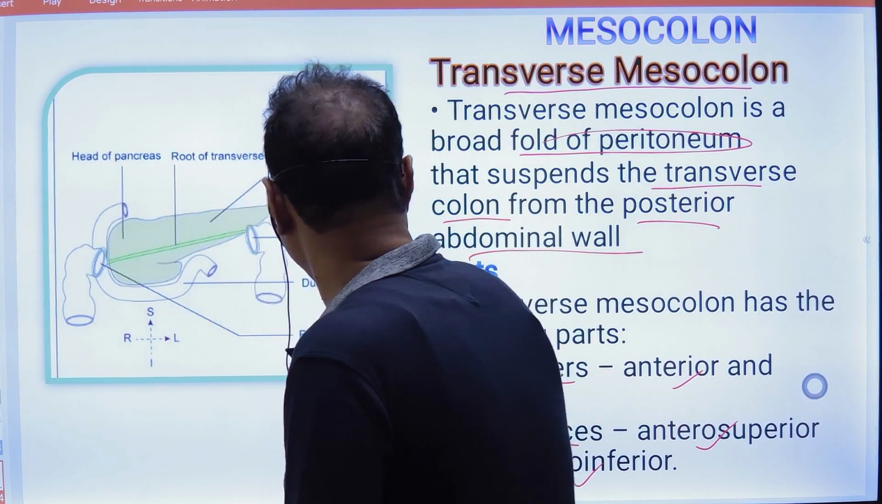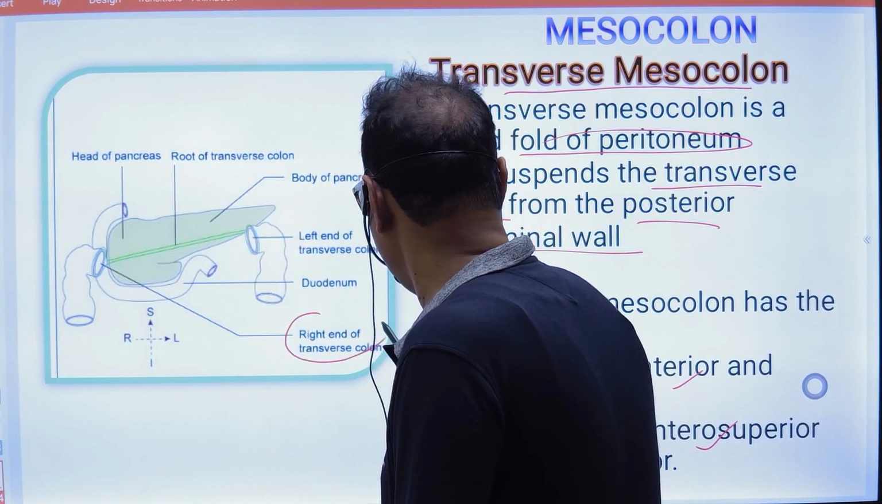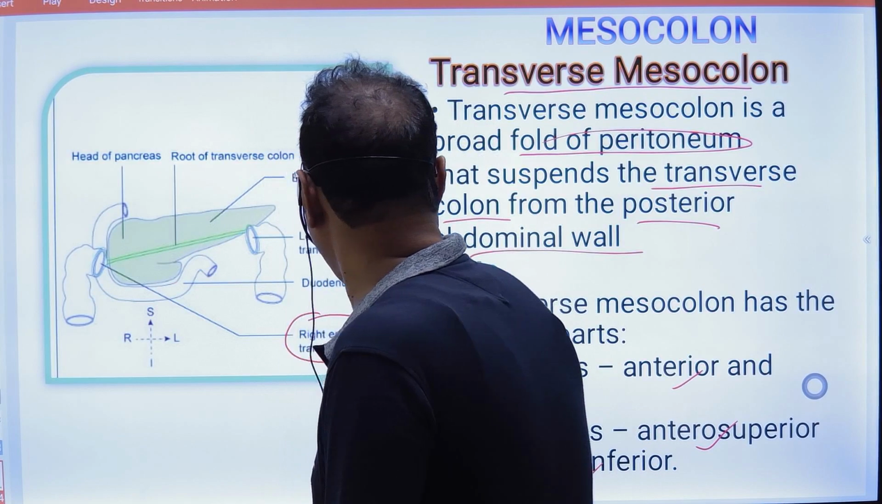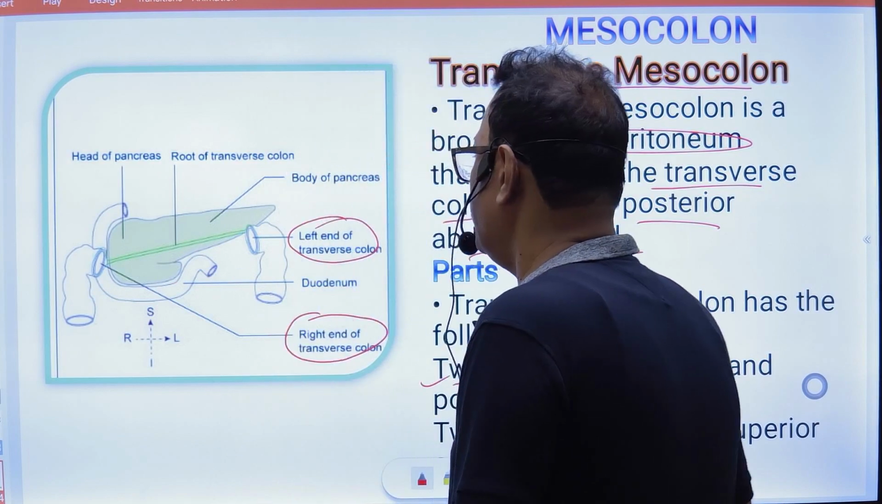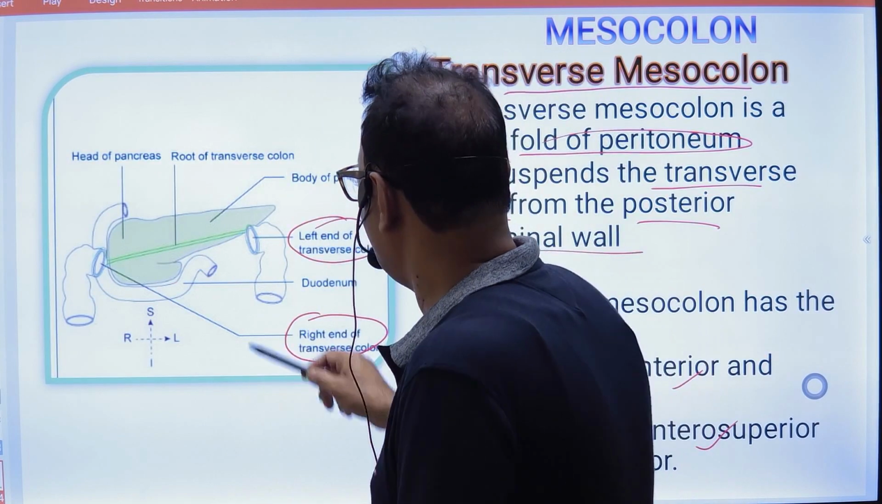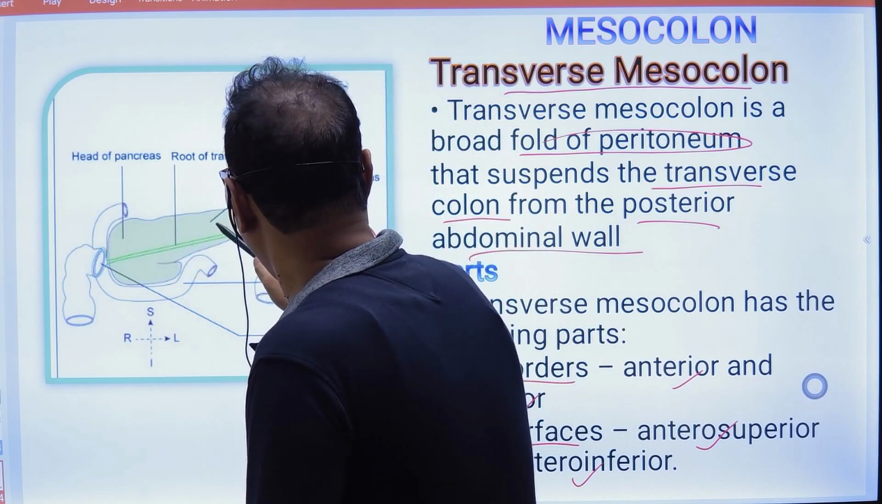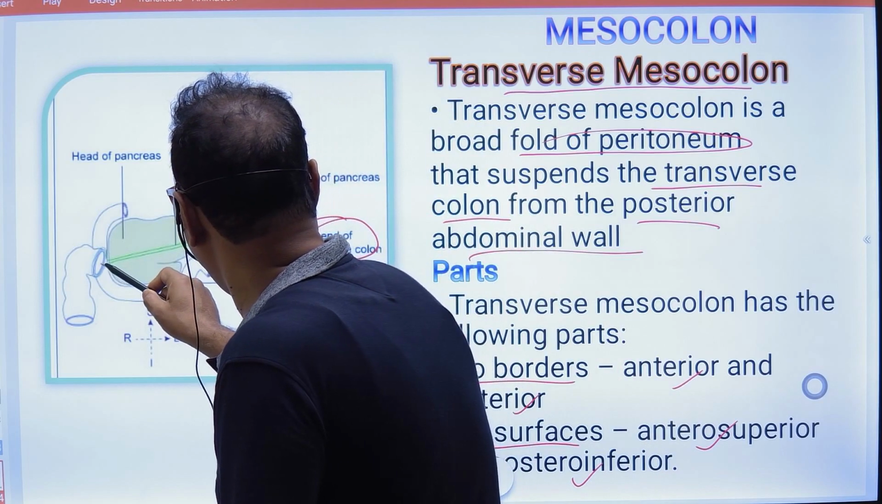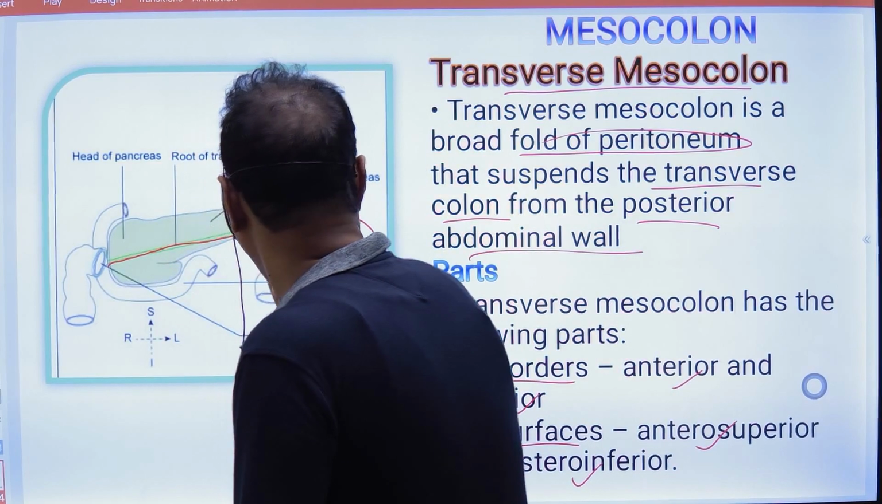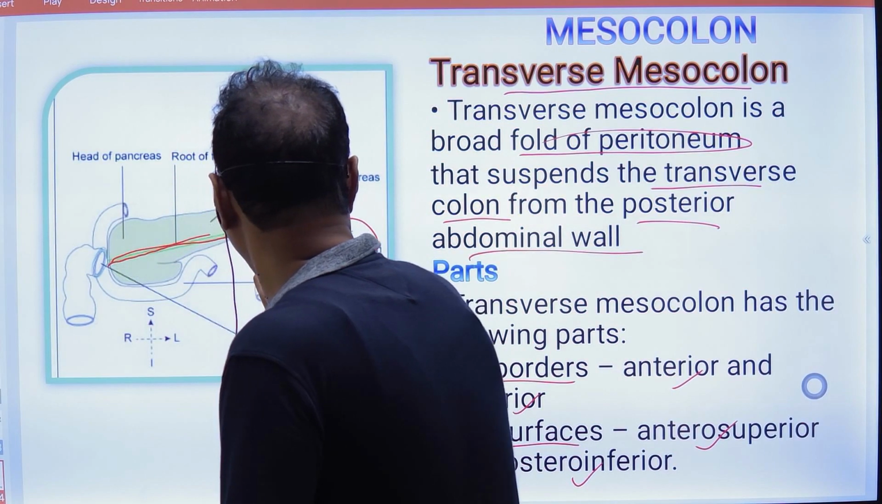This is the root of the transverse mesocolon. This is the right end of the transverse colon, and this one is the left end of the transverse colon. We have got the head of the pancreas over here. This is the body of the pancreas, and this is the root of the transverse mesocolon.